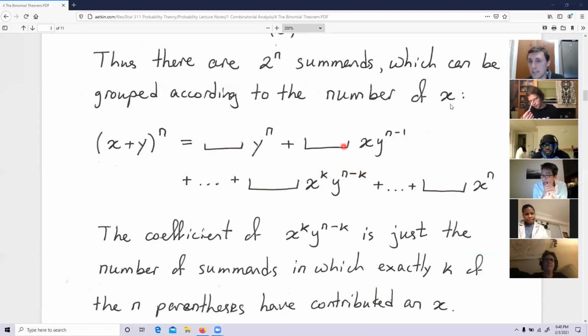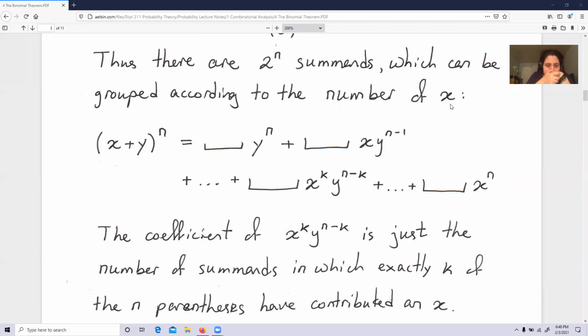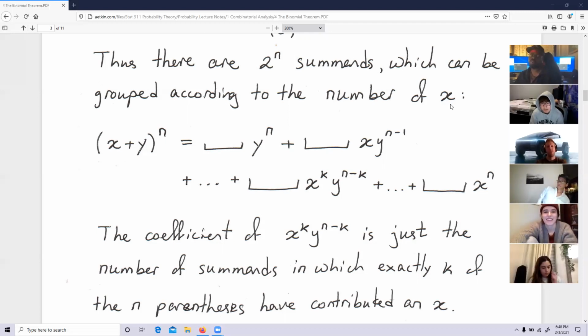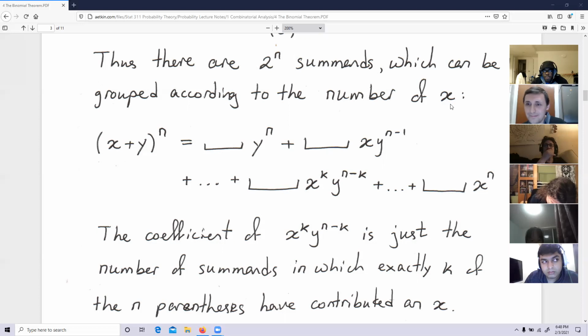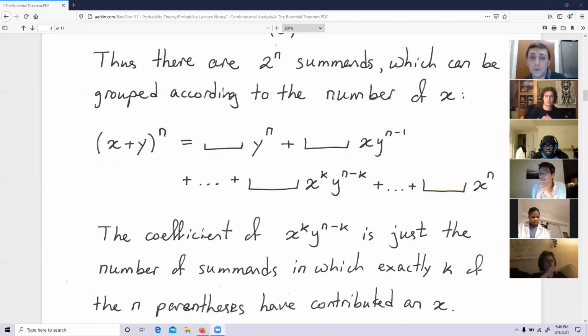So the coefficient here is n choose k. Because if I have x to the power of k, that means that k, exactly k out of n parentheses, gave an x. They gave birth to x, and the rest of the parentheses were assigned to y. Do you understand? Some of you look silently confused. But it's good that I can see that you look. So do you see how I get to the conclusion n choose k?